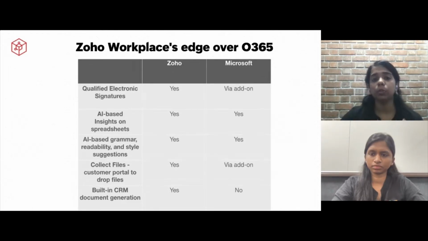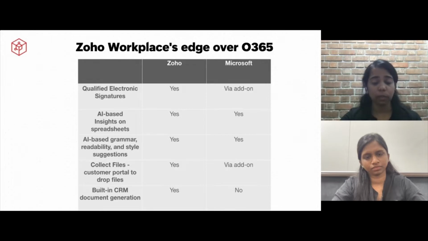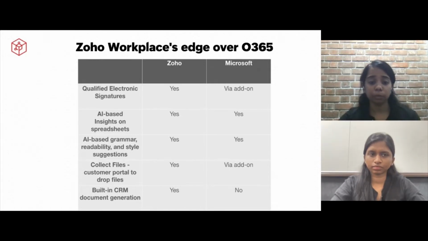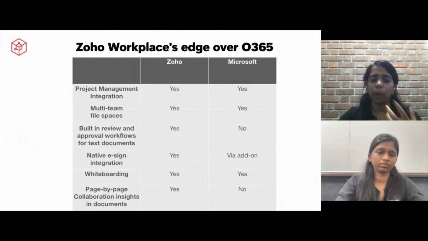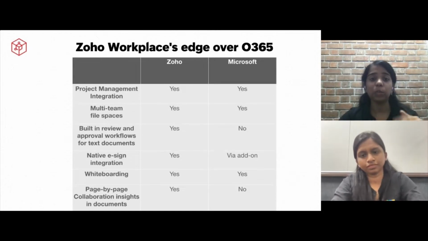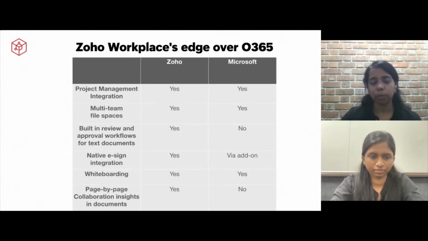And we also have built-in tools for a lot of the integrations, be it automating document signing. So we have a built-in tool for the same, and even something called collect files within a file management system to collect files from different people. So all this is built in instead of having to depend on or pay for additional add-ons. And then there are other interesting features like whiteboarding and collaboration insights page by page on a Writer document, like who's doing what, who has read what part of the document, who has made what changes, etc. So much more comes as a part of Workplace.